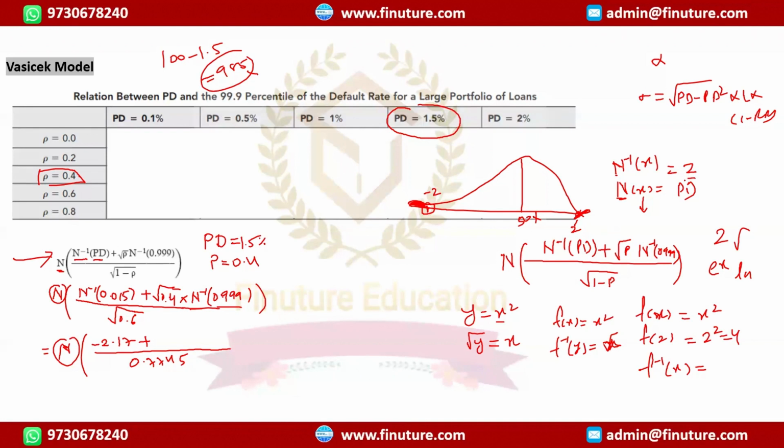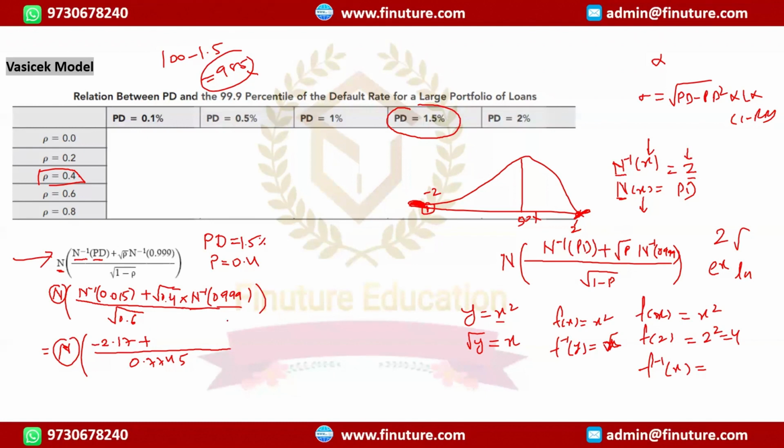How many standard deviations are you far from the mean? That is the Z value. The probability x is your 98.5 in that case. When you apply N inverse, that means you are finding the value of Z. So the value of Z is 2.17 in that case.